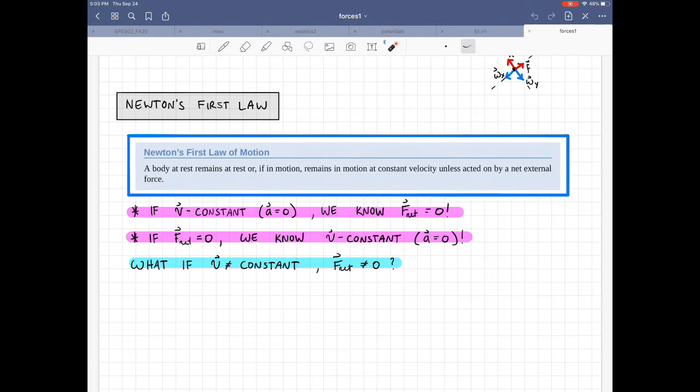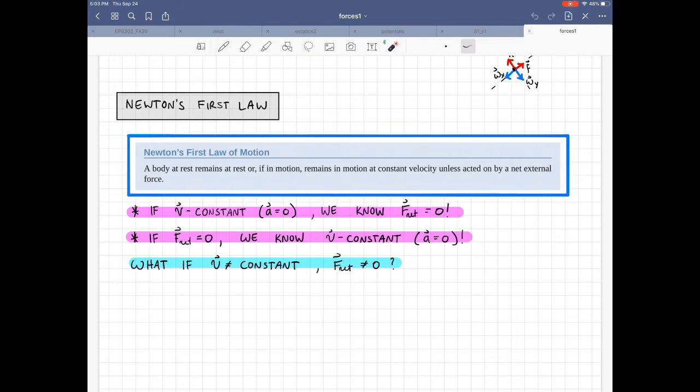So Newton's first law is related to when the velocity of the object that you're interested in is constant. So what if velocity isn't constant? That is, the net force isn't zero.